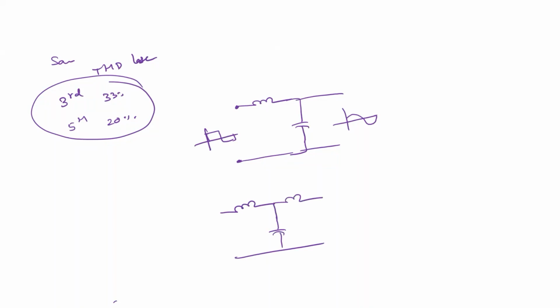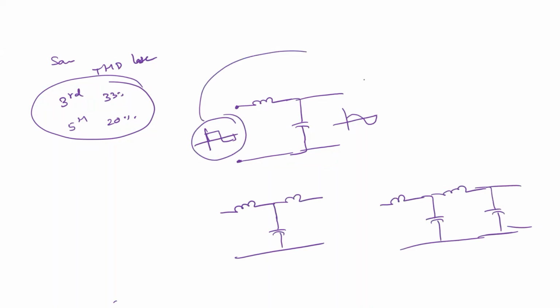Sometimes we use LC filters. The objective is to change the waveform so that you can obtain a sine wave. There are different kinds of filters, so we'll study this kind, and how to design the values of L and C for different filters.